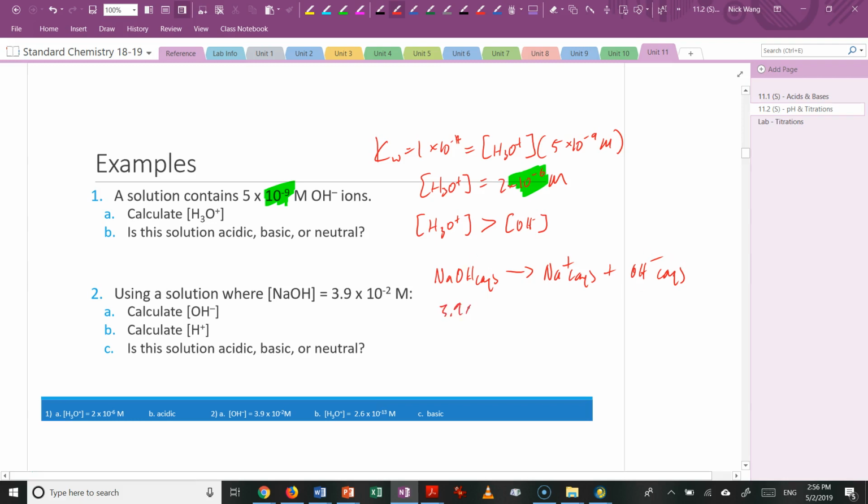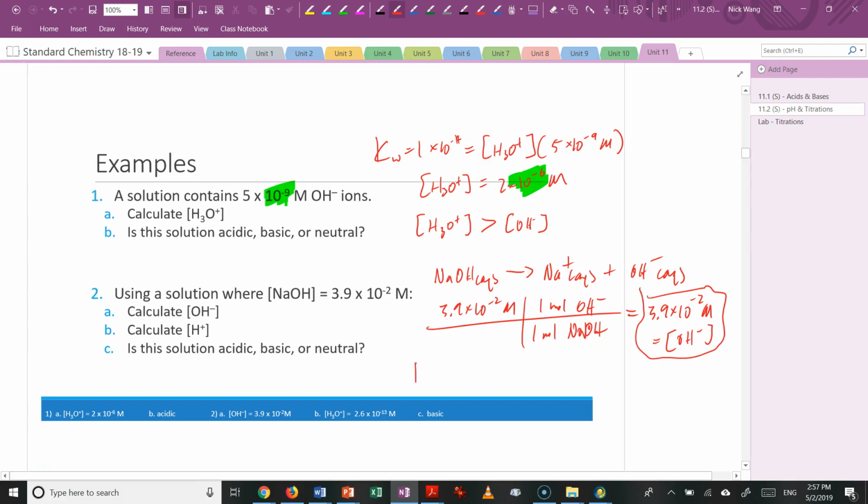That's going to look like 3.9 times 10 to the minus second molar. Do a quick mole ratio: for every 1 mole of sodium hydroxide, there will also be 1 mole of hydroxide ion generated. So the concentration of the hydroxide ion is 3.9 times 10 to the negative second power molar. How about solving for H plus? Well, let's try this out. By the way, this is one of the answers, so let me box that.